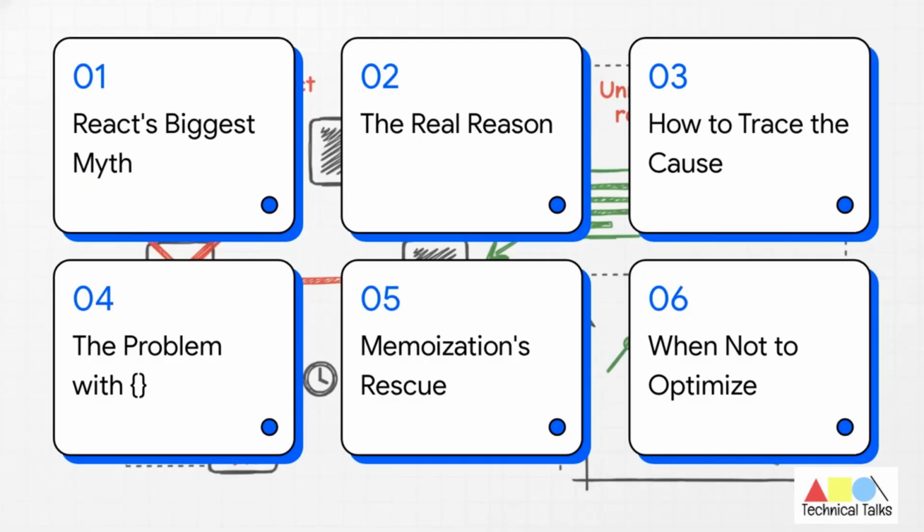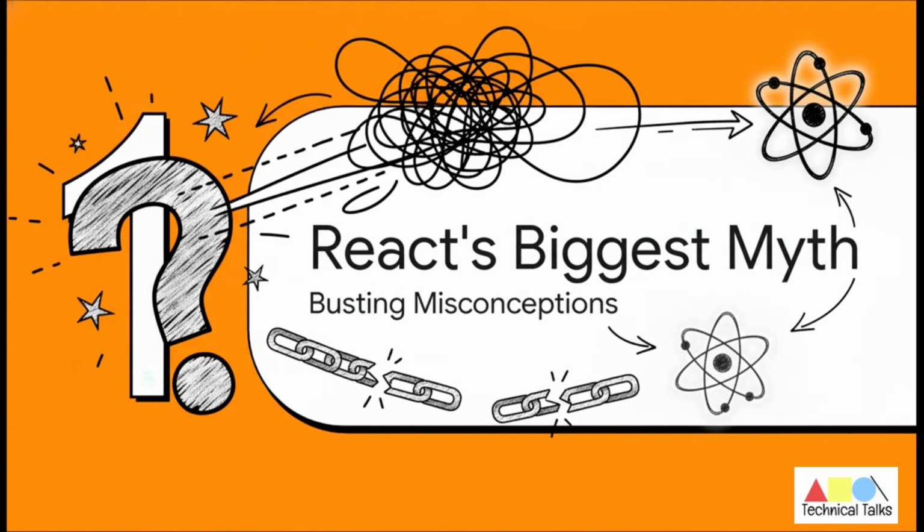Every good detective needs a plan, right? So here's ours. First, we're going to debunk a common myth about re-renders that trips a lot of people up. Then we'll follow the evidence to find out what really triggers them. We'll get out our forensic tools to trace the source, uncover a sort of inside job from JavaScript itself, and finally learn the secret weapon: memoization. But we'll end with maybe the most important lesson of all: knowing when to just close the case and walk away. All right, first things first, let's bust a myth.